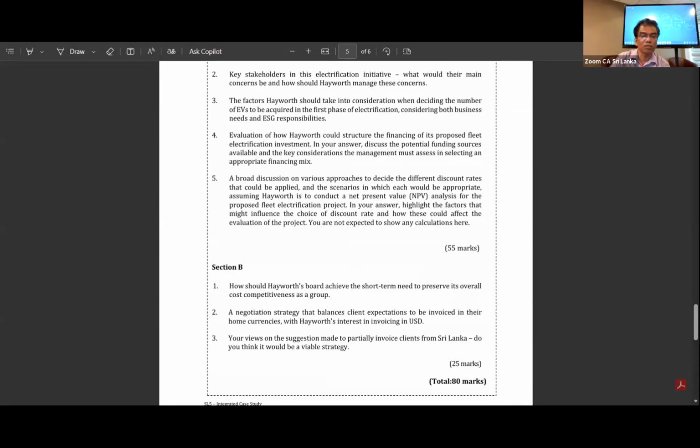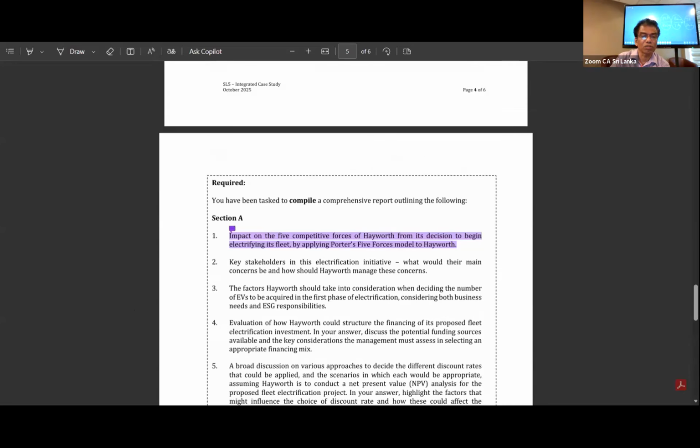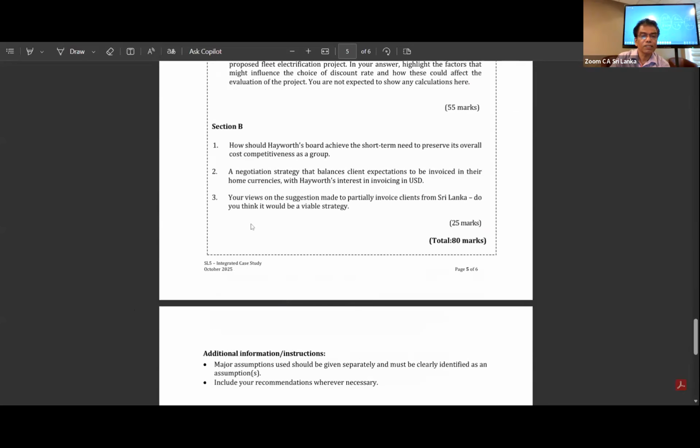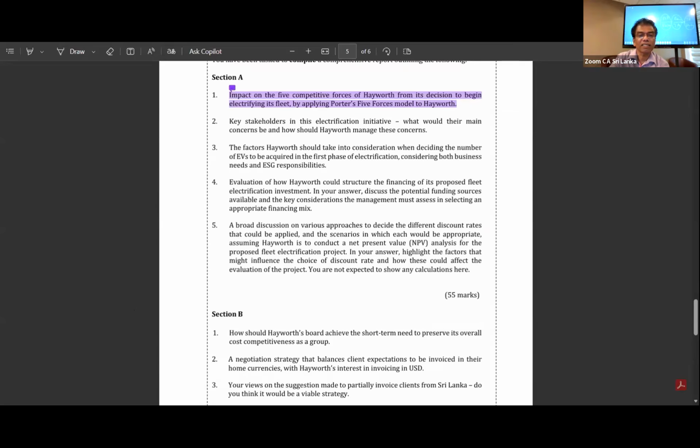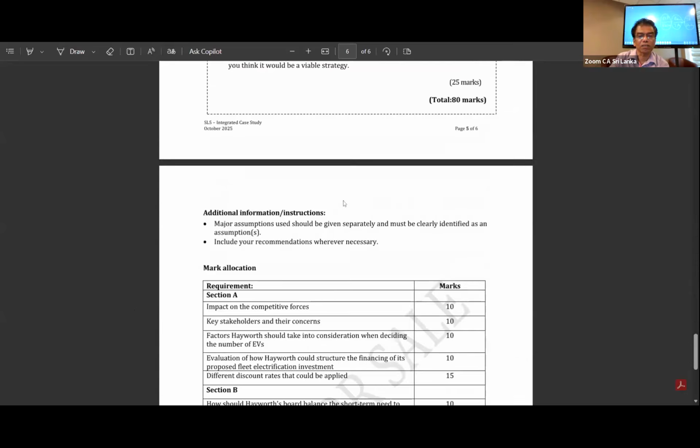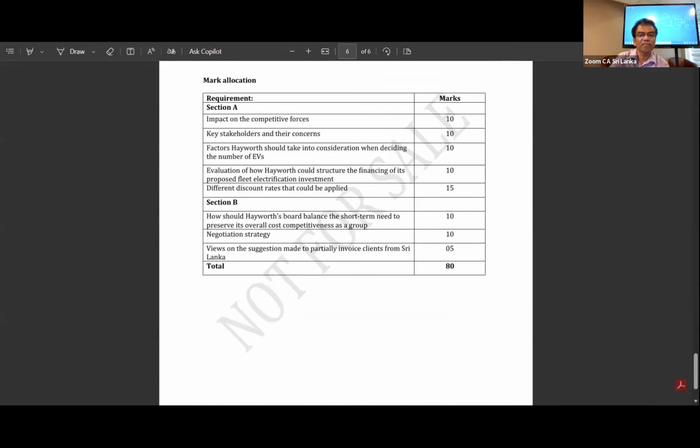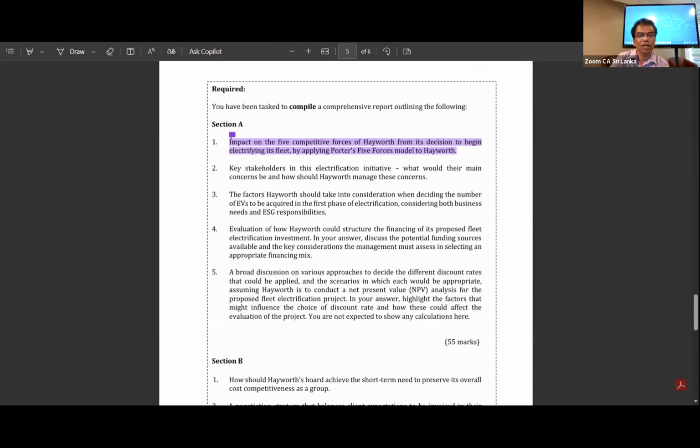Then if you go to here, what have they got? Your 1, 2, 3, right? Your views on the suggestion made to partially invoice clients, 3 marks. The factors to take into consideration when deciding the number of EVs, right? So it is described more here. Then you can understand what they want, right?